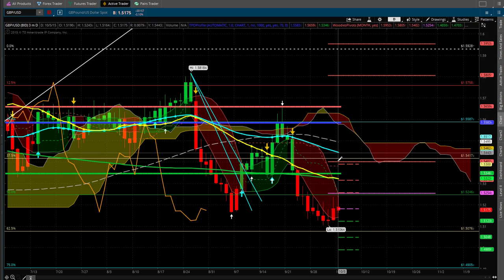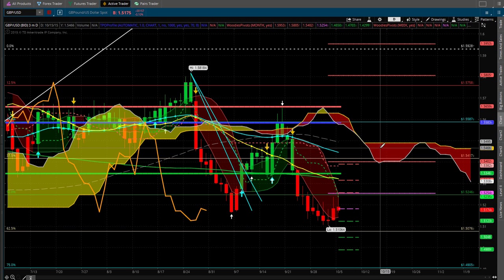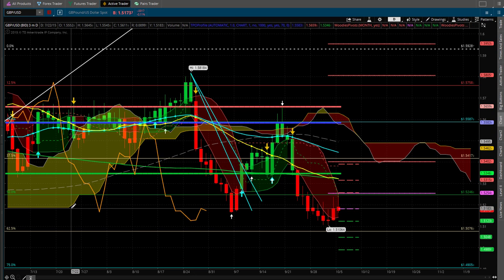British pound: below the 50, the 20, below the cloud, just going sideways. You've got this big resistance right here, and I think it's right under it. So right now, I wouldn't bother with it.